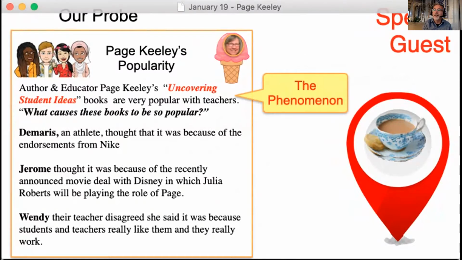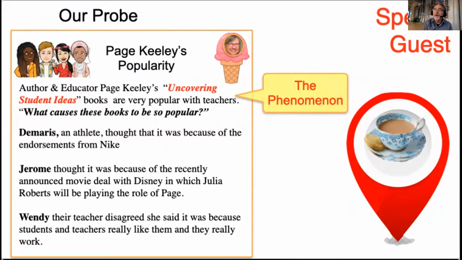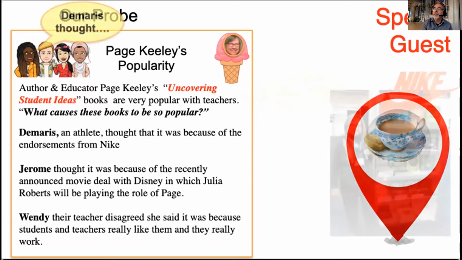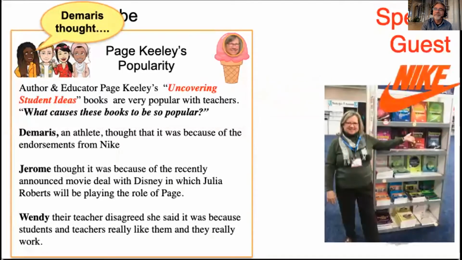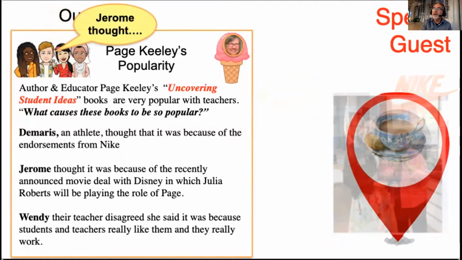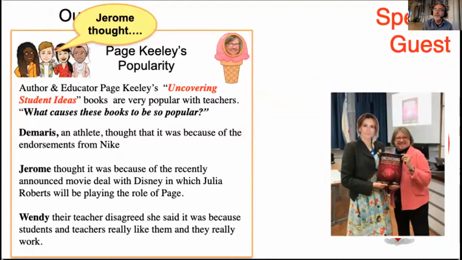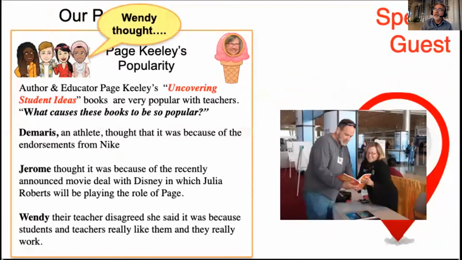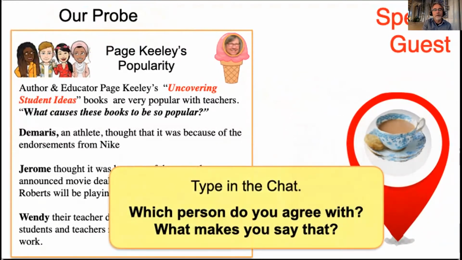Author and educator Paige Keeley's Uncovering Student Ideas books are very popular with teachers. What do you think causes these books to be so popular? Damaris, an athlete, thought that it was because of the endorsements she was getting from Nike, while Jerome thought it was because of the most recently announced movie deal with Disney in which Julia Roberts will be playing the role of Paige Keeley. But Wendy, their teacher, disagreed. She said it was because students and teachers alike really like these and that they really work. So which person do you agree with and why? What makes you say that? Go ahead and type it in the chat.